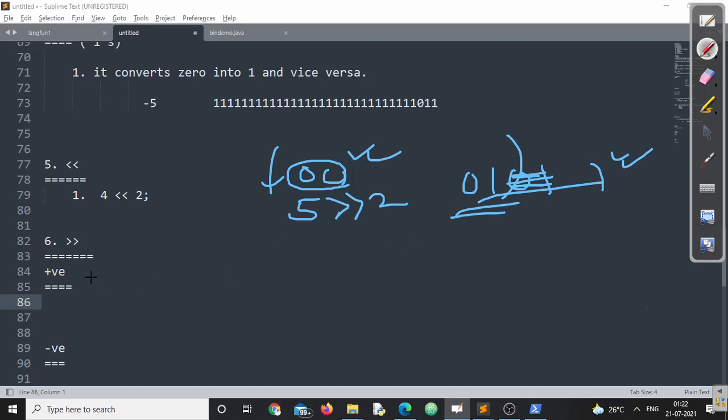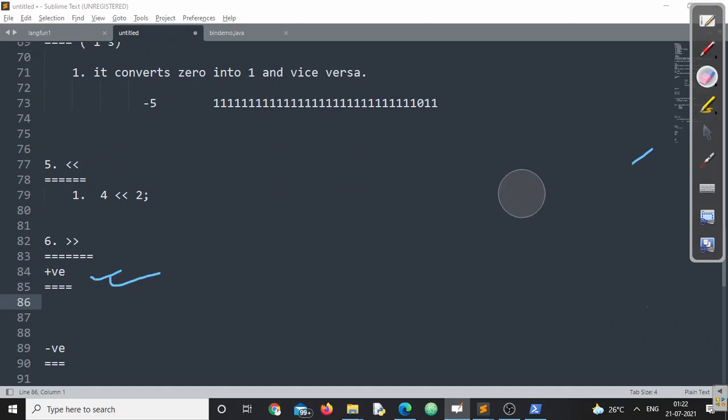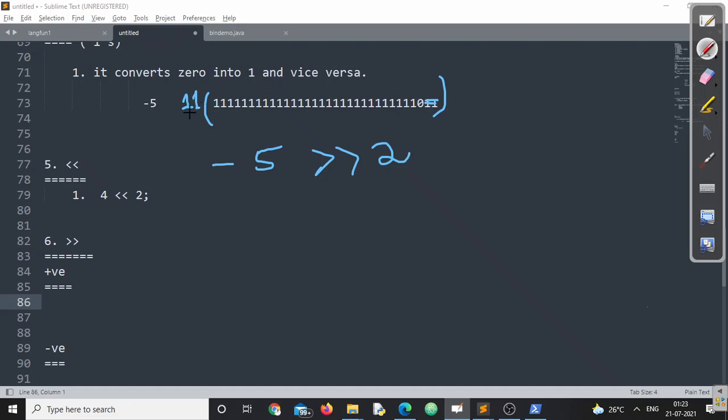This is for positive numbers right shift, but for negative numbers, make sure you understand this. Suppose this is a negative number. I want to write 5 right shift followed by 2. What is going to happen? Of course, 2 digits, I repeat, 2 digits will be removed from the right side. But at the left side, 2 ones will be added, not zeros. This is one exception. 2 ones will be added, not zeros. So the final value will be this.